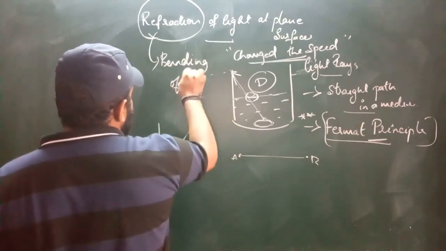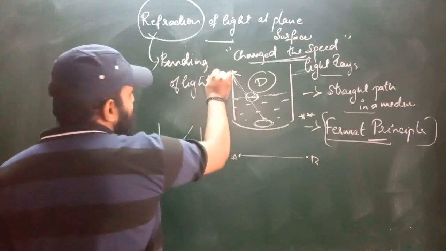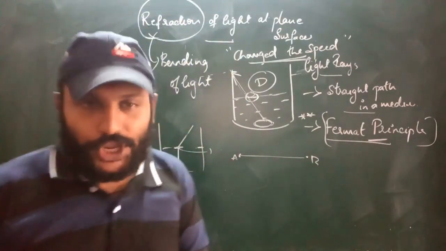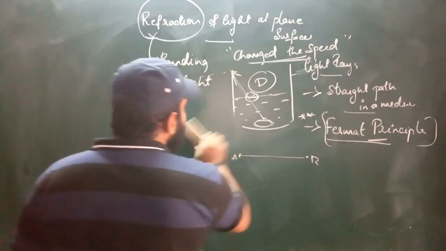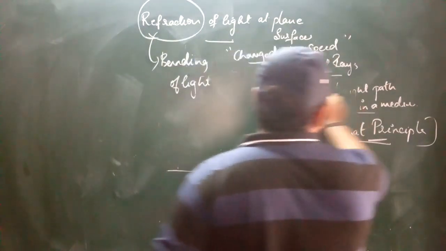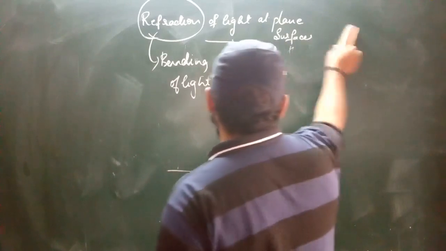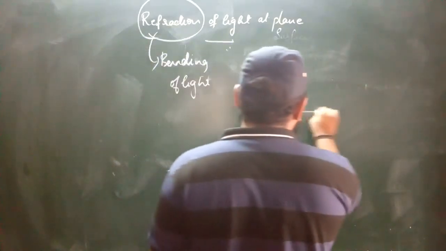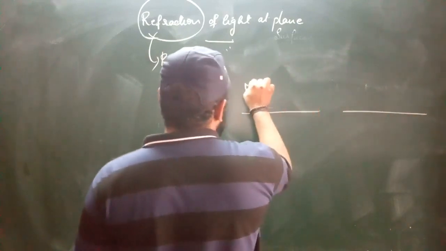Bending of light. Refraction is nothing but the bending of a light ray. So here, let's see two cases. In what way will the light ray bend? Consider two cases here. Think that this is medium 1.